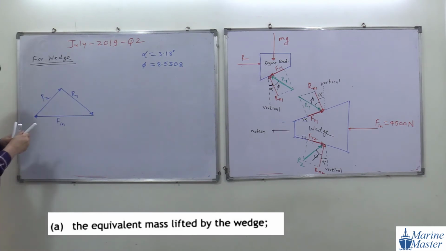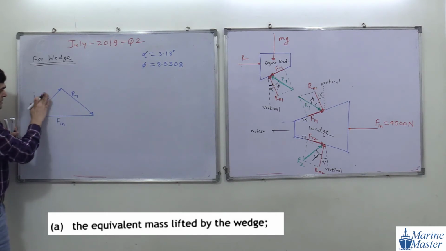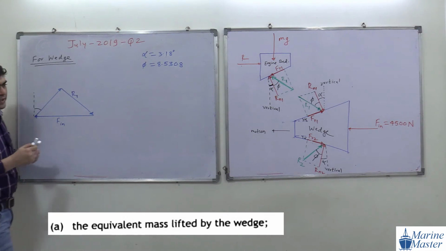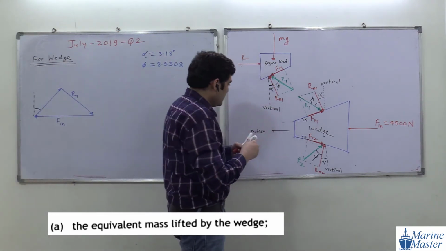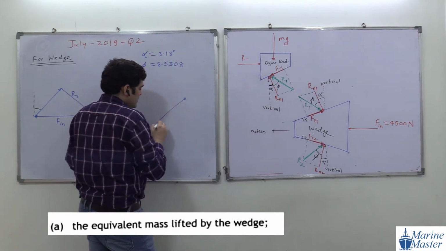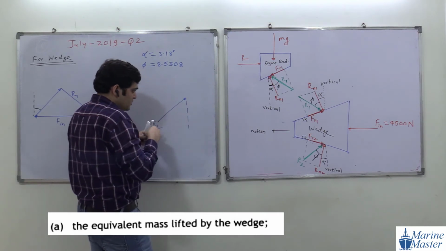Now I am going to draw a vertical line here. This is our vertical line. What about this angle? See the drawing here. What is the angle of R2 with respect to vertical? This is our R2. See the scenario: angle of R2 with respect to vertical. This is our vertical.